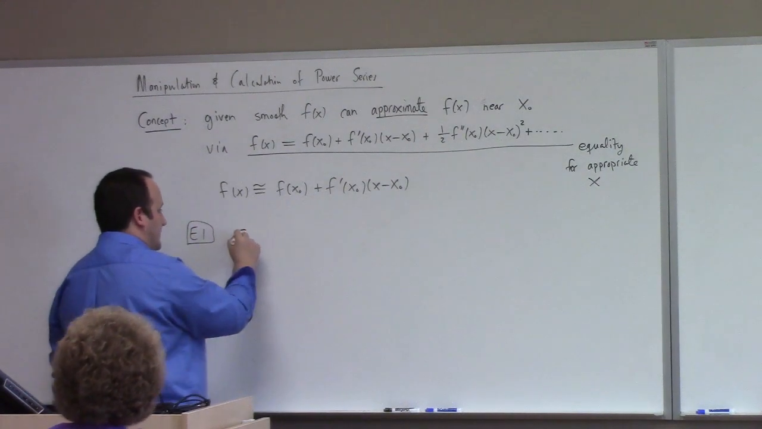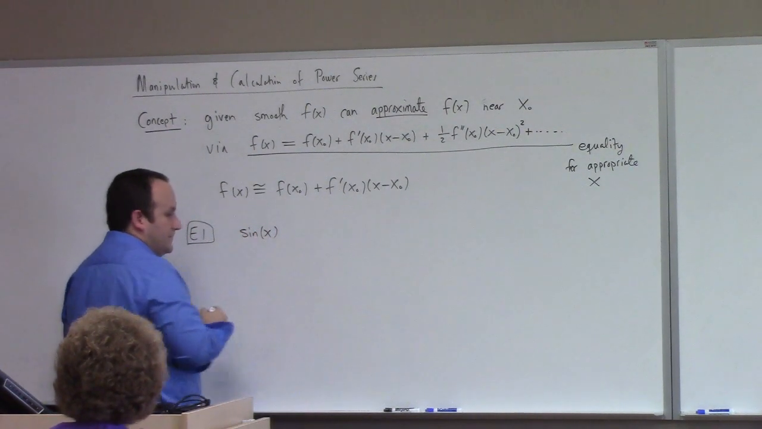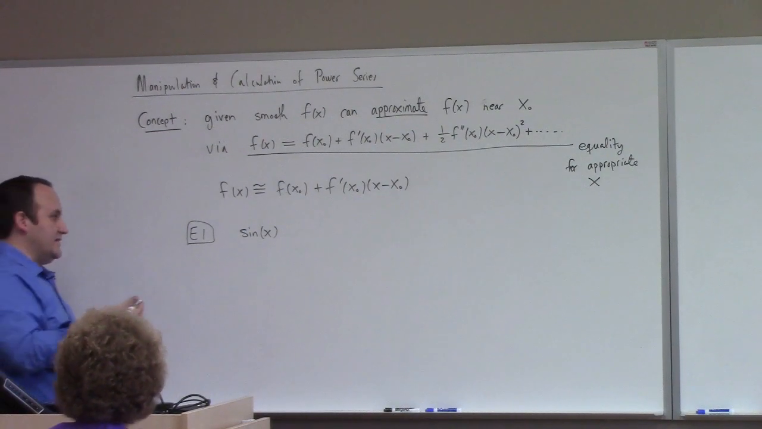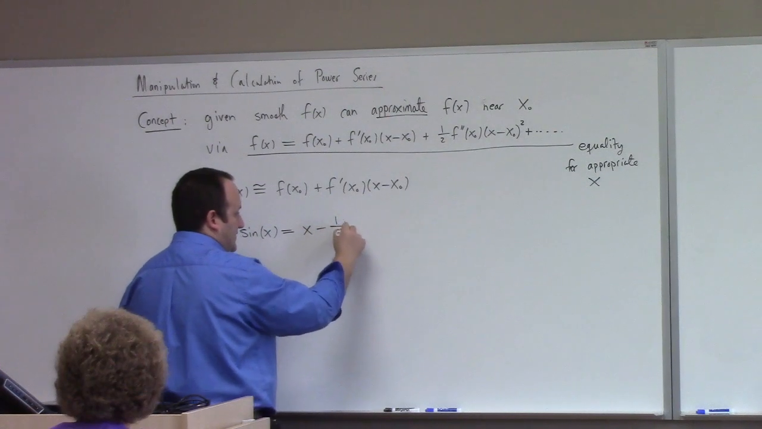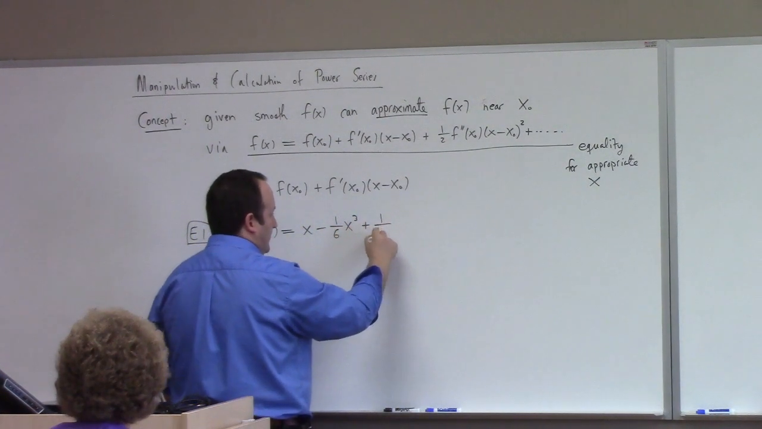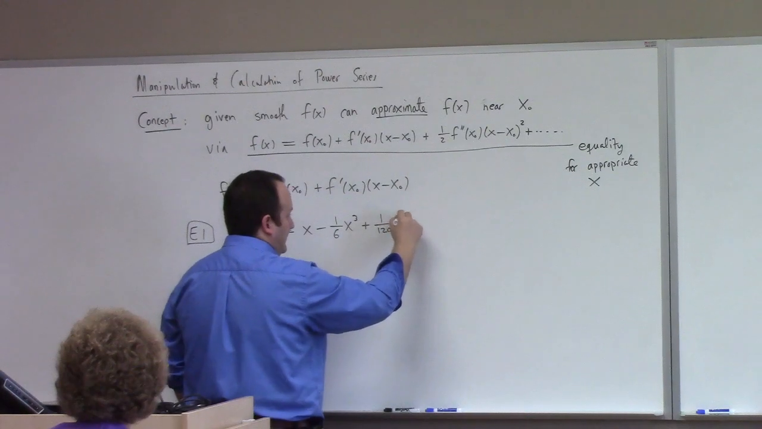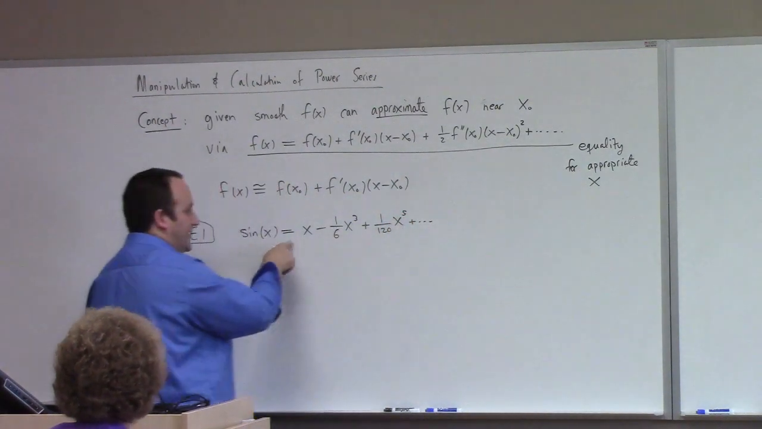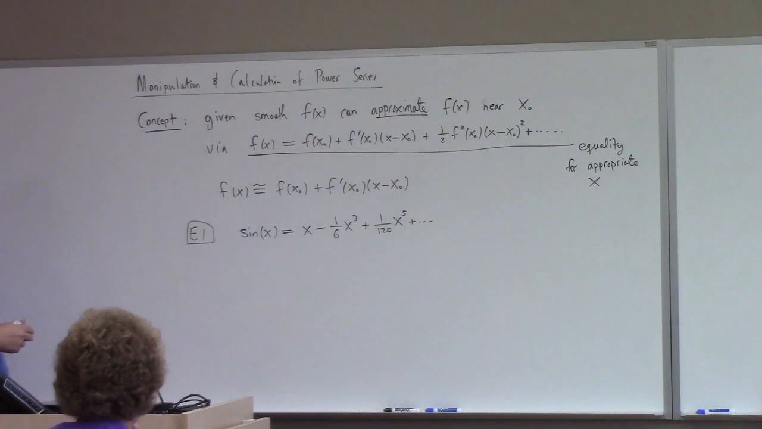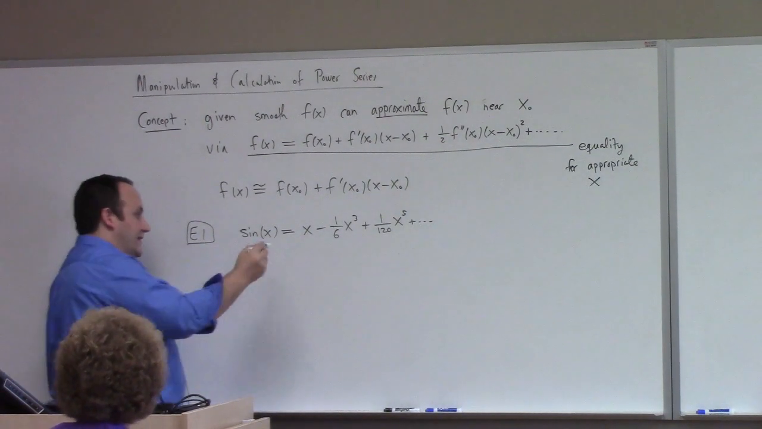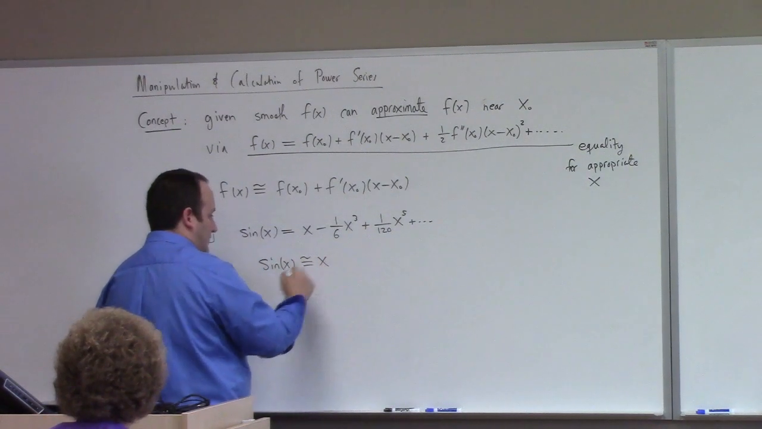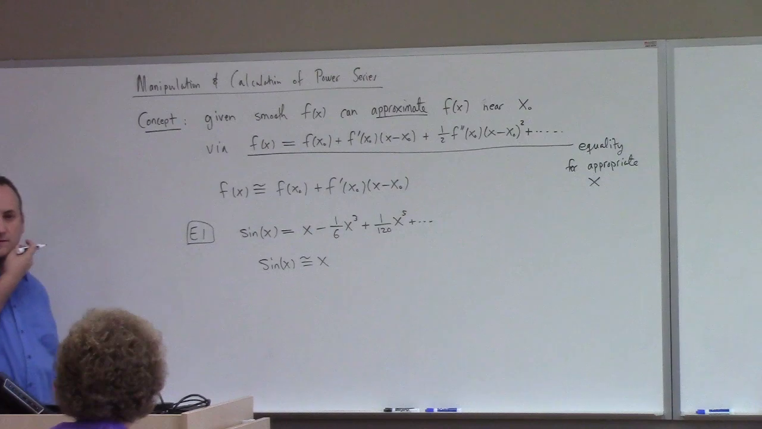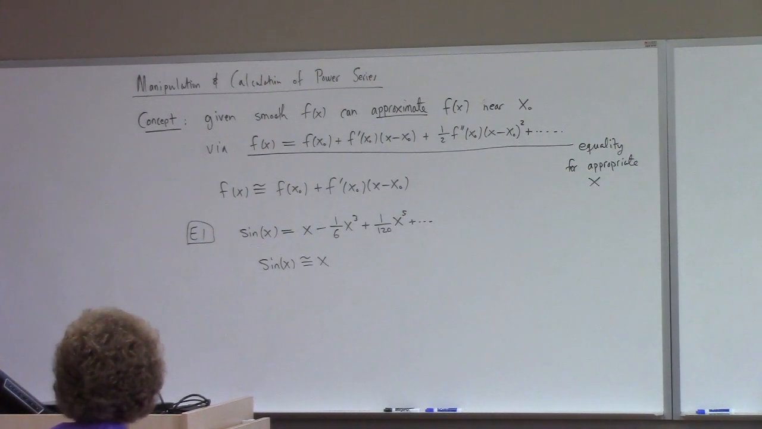So, for example, if I want to approximate sine of x, right? Sine of x is equal to what? Well, its Maclaurin series is x minus 1/6 x cubed plus 1/120, that's 5 factorial, x to the 5th plus dot dot dot. Now that's straight up an equality, right? But if I truncate that, if I say sine of x is approximately x, right?